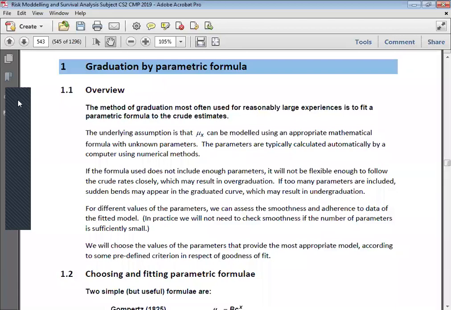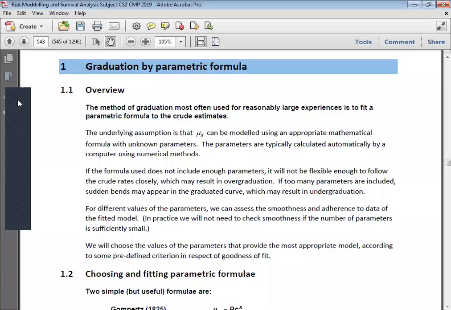On the other hand, if you try to smoothen it as nicely as possible, and while doing that you do not adhere to the data as closely, or you lose some of the features of the data, then that will result in overgraduation. That might happen if we do not fit a perfect formula. So let us see, if you take too many parameters in trying to fit the data as best as possible, then you might tend to undergraduate.